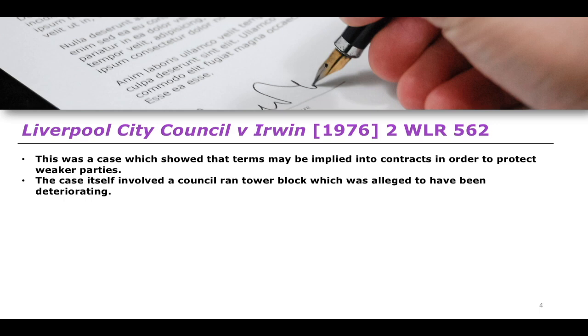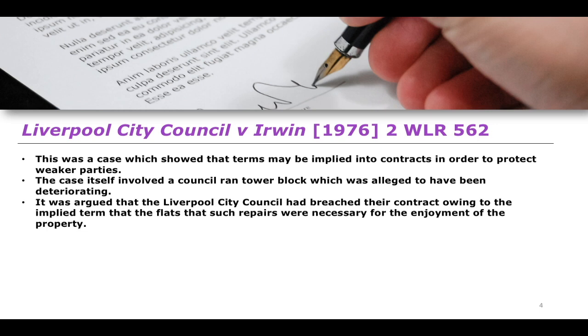And it was argued that the Liverpool City Council had in fact breached their contractual obligations owing to the implied term that the flats had such repairs as were necessary for the enjoyment of that property. So by reference to the fact that they had owned and ran this tower block, the Liverpool City Council were therefore in breach of their obligations, as they had a duty implied into the contracts to make necessary repairs for the enjoyment of the property.